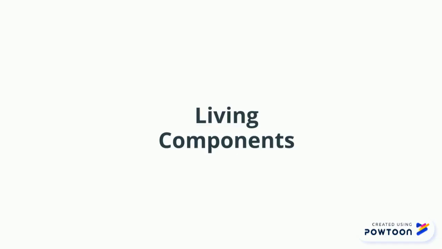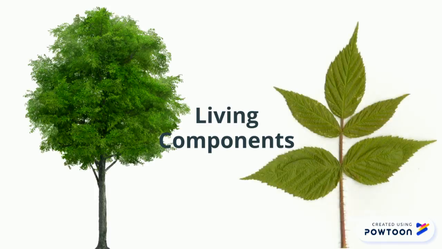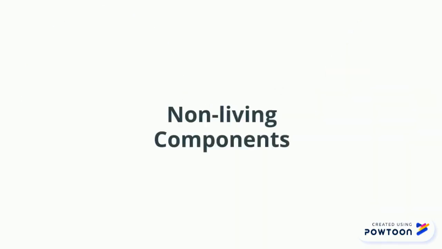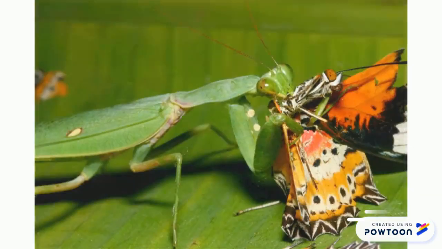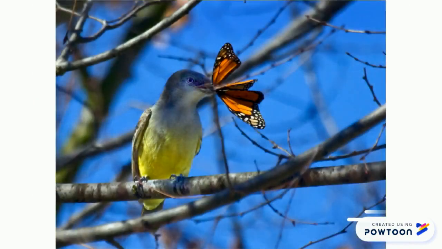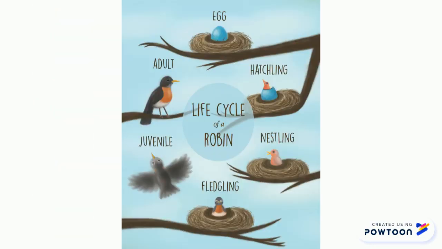Living components within the life cycle of the butterfly are the trees and leaves in which it lives and eats. A non-living component of the butterfly would be the warm temperatures in which it lives. There are numerous predators for the caterpillars and butterflies, such as lizards, other insects, and birds. Which takes us to our next life cycle, birds.